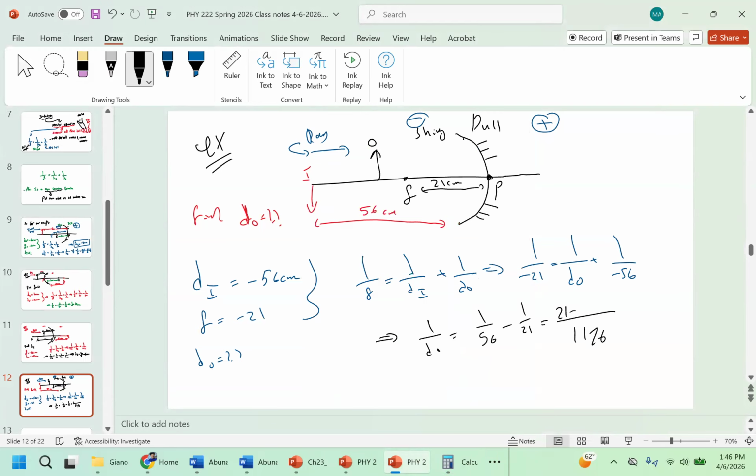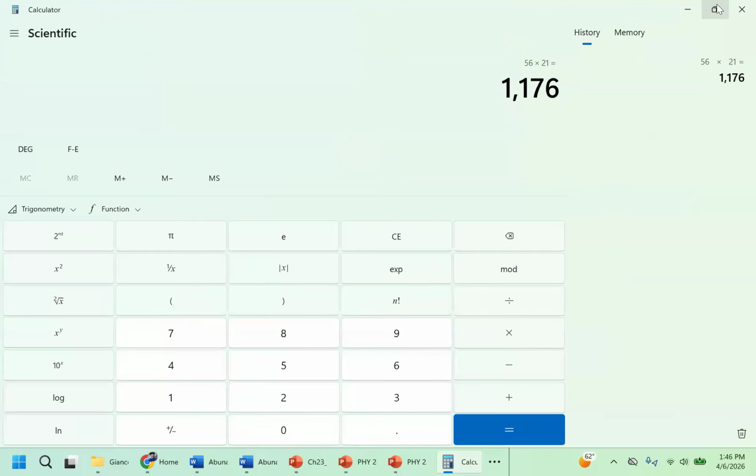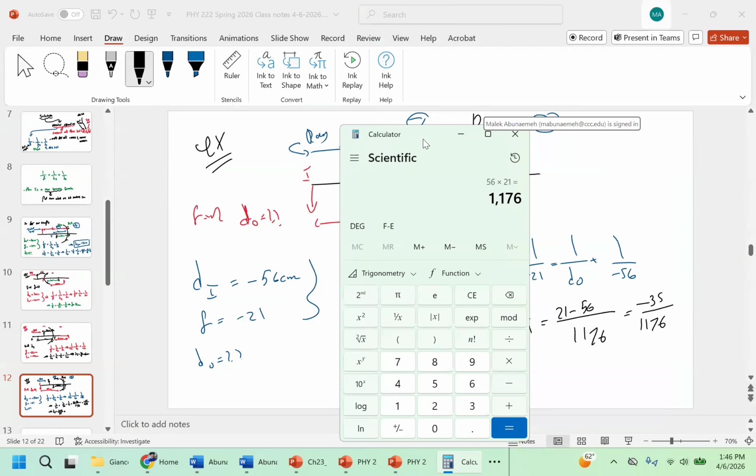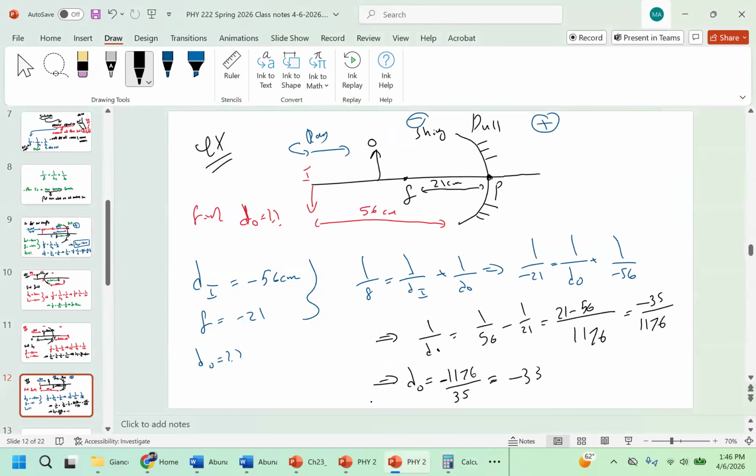1176, that means what? You give me 21 minus 56, right? And what are you going to get? Minus 35 over 1176. That means the distance of the object would be 1176 divided by 35, and don't forget the negative. And you should get how much you said you got? Negative 33.6. Sure, so did I. Well, let's see. Divide that by 35. And guess what? You are right. Centimeters. And it's centimeters because of the distance.